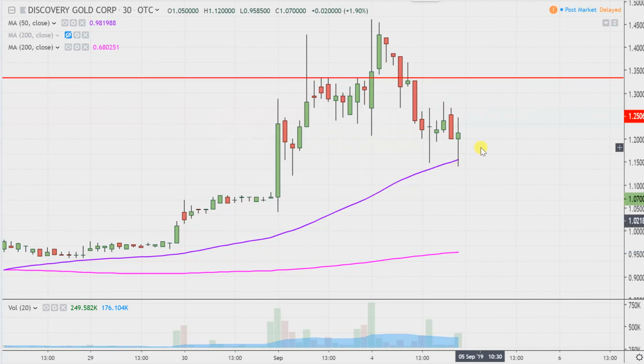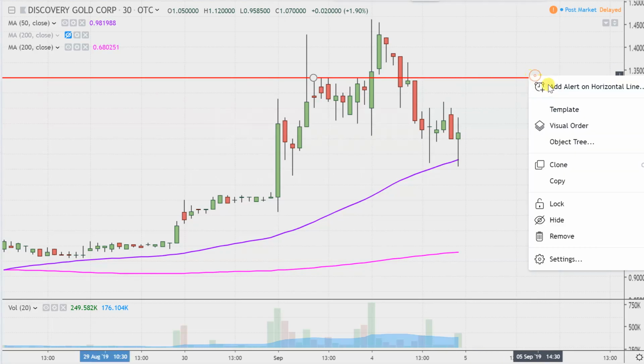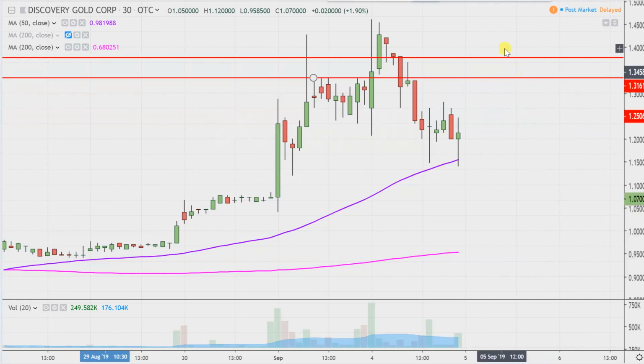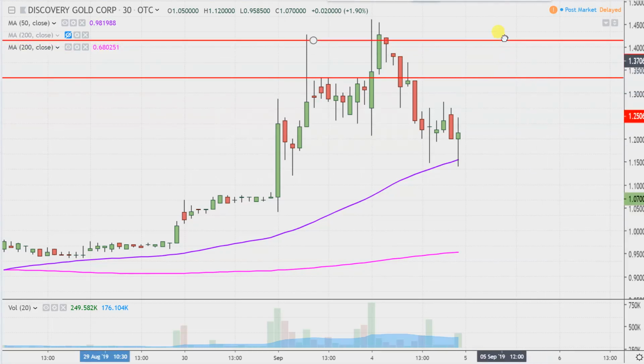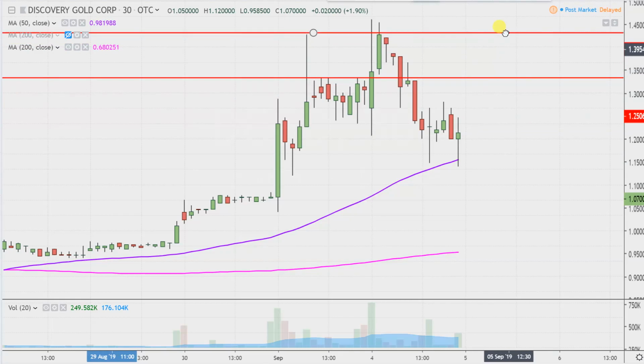As far as levels of resistance, nothing new here to report. The level I talked about yesterday, right up around $1.33, still pertains to the chart. But I do want to add in one more now that we have a little bit more data. And that next key level of resistance is right up here around the $1.40-ish mark. So keep an eye on those levels.